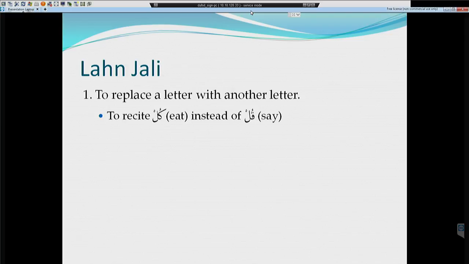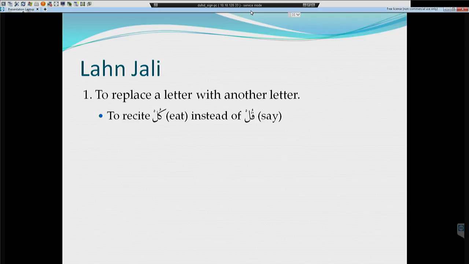But as you can see, the first letter of kul is a kaf, and what often happens is we mistake the kaf for a qaf. The makhraj for each of these letters is different, but they almost sound the same. Some people often don't even recognize the difference.